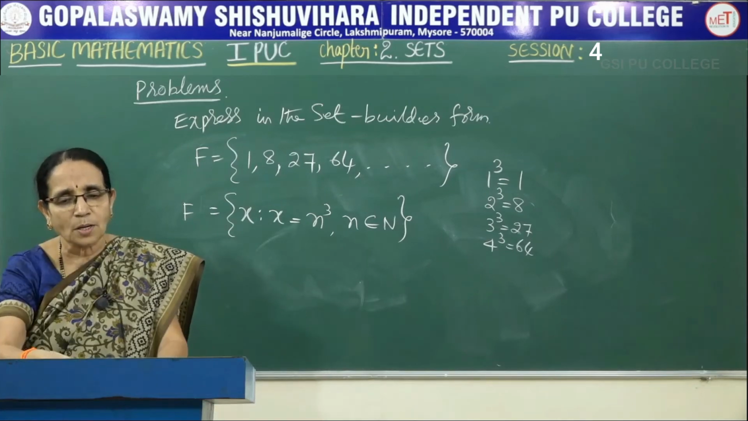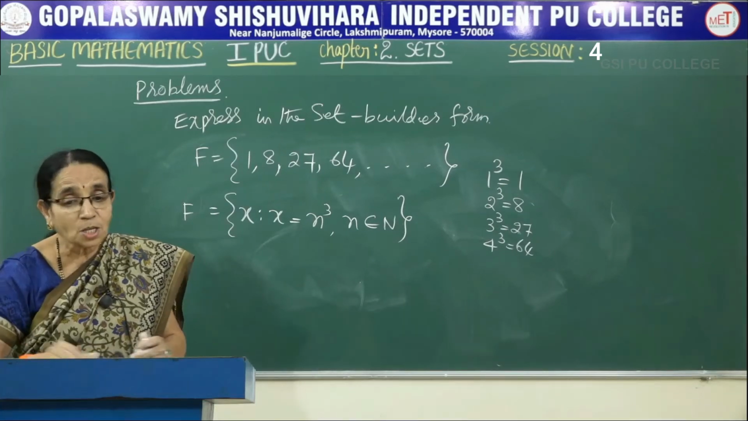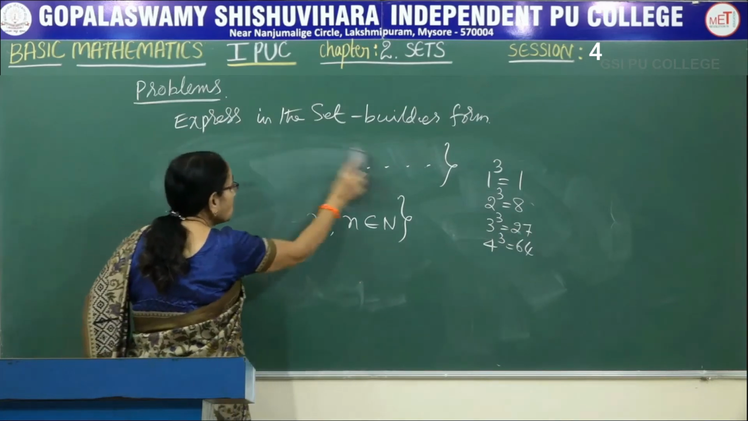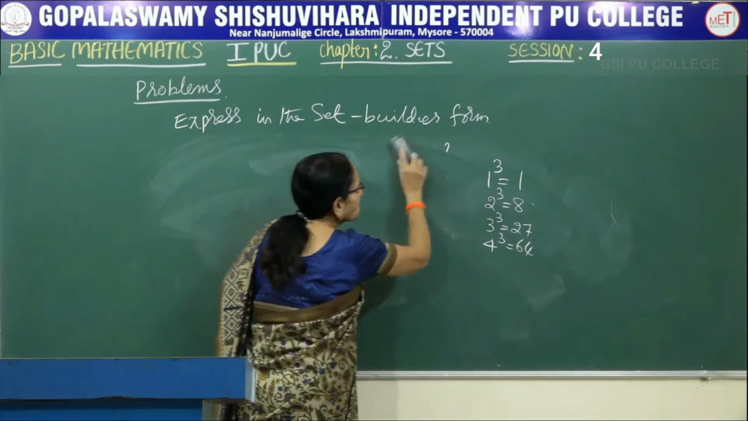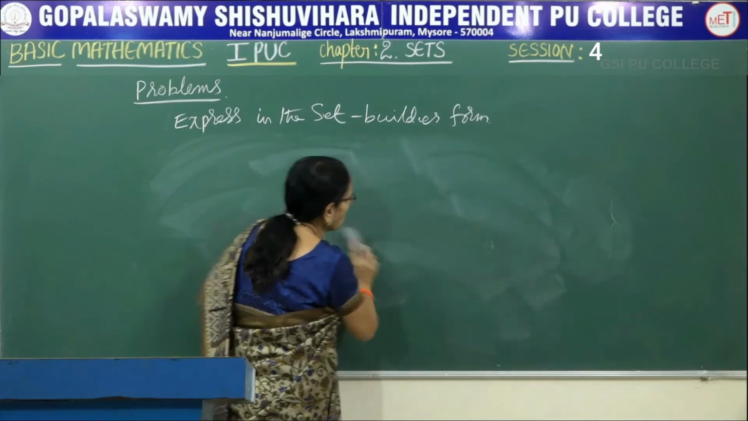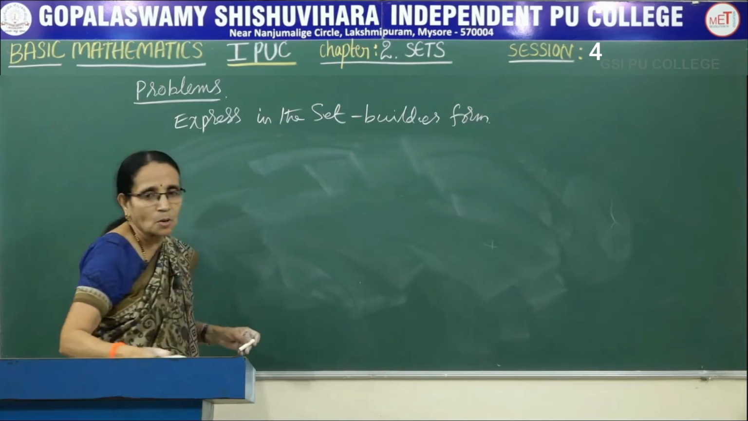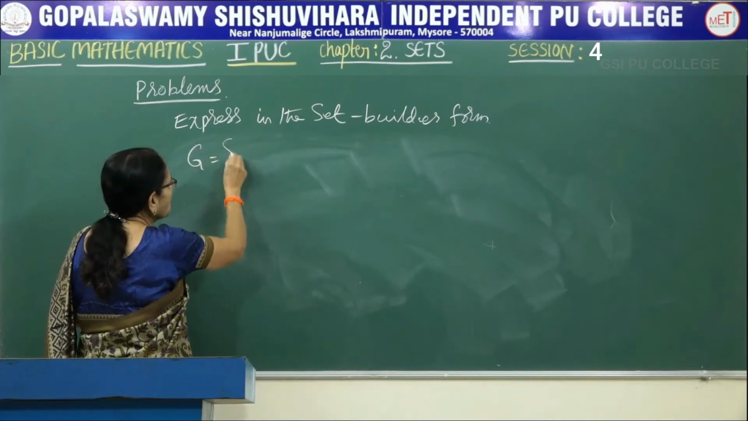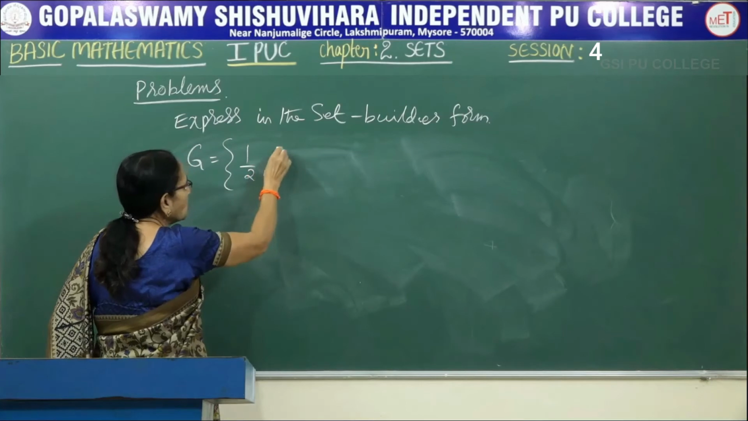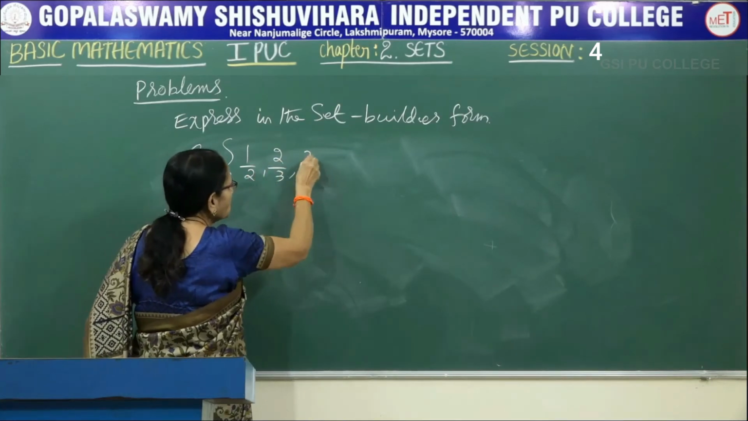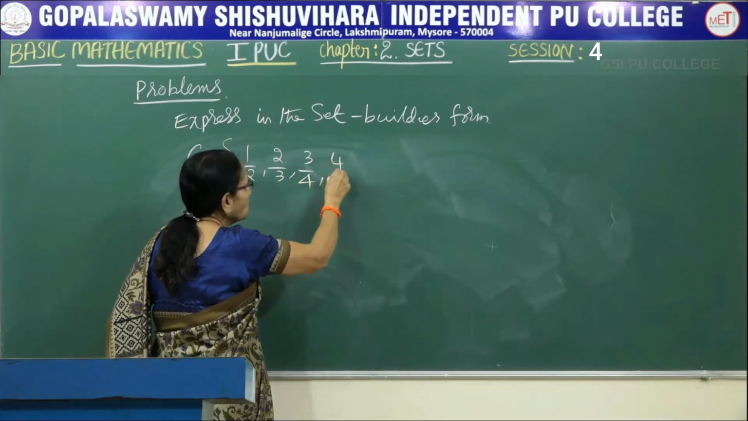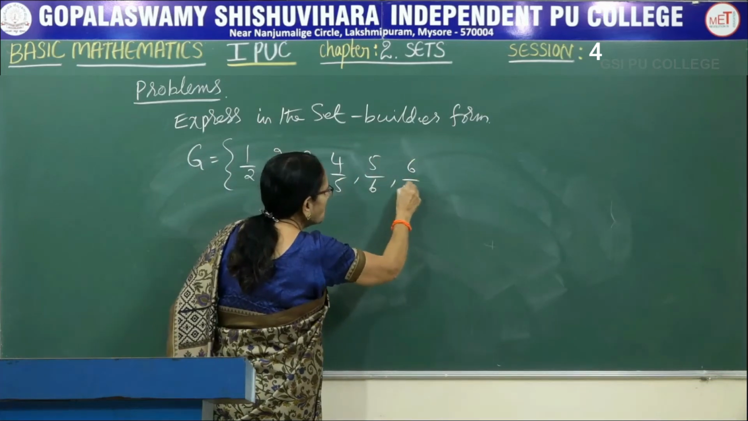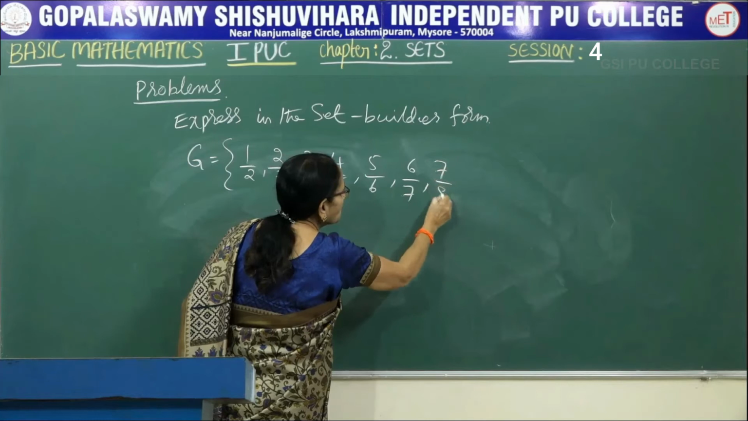Now, let me move on to another problem. Each problem is entirely different, because different types of numbers, different types of objects have been given to us. Now, let me take the next one. The set G contains the elements 1 by 2, 2 by 3, 3 by 4, 4 by 5, 5 by 6, 6 by 7 and 7 by 8.